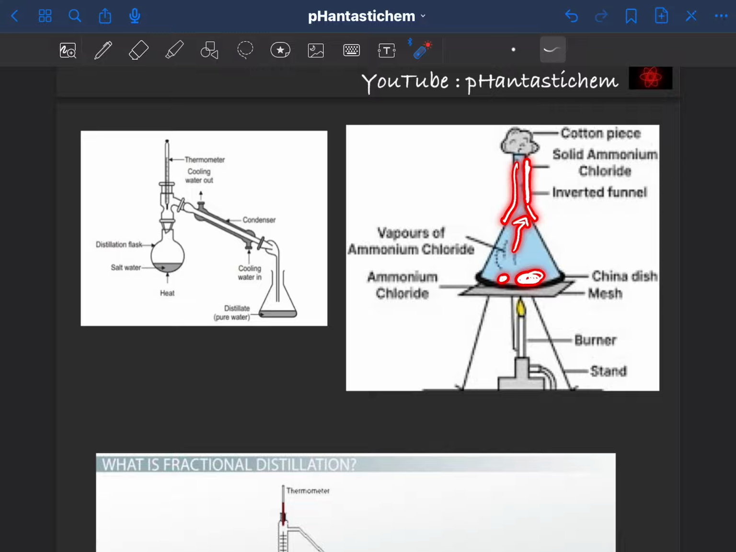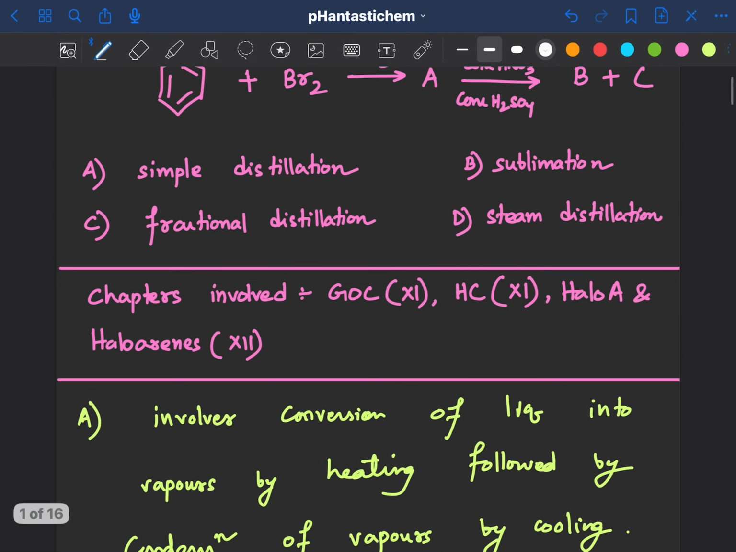So that's how we can separate them. So that is the catch for sublimation. Then we have the next separation technique which is mentioned to us, that is fractional distillation.